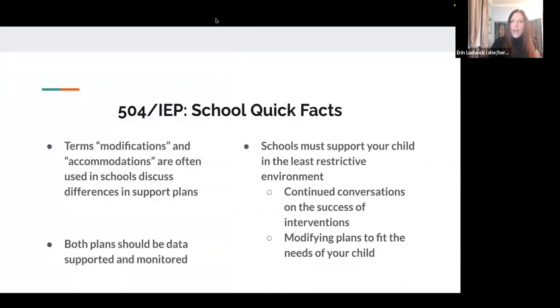So just a couple quick facts before we hit the questions and sign out tonight. I know that Shira mentioned the terms modifications and accommodations are often used in schools to discuss the different support plans. And so when I'm speaking to a modification, we're talking about modifying curriculum. We're talking about changing things in the instruction.